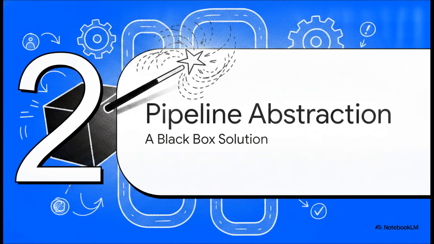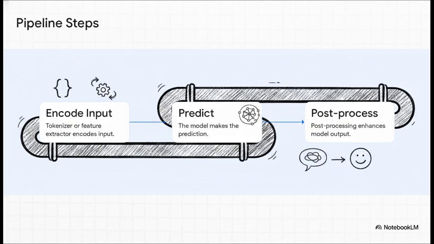Which brings us to Section 2, the pipeline abstraction. And here is where Hugging Face waves its magic wand. The pipeline is basically a black box solution for all those inference headaches we just talked about. Behind one simple command, it automatically wraps up 3 crucial steps. Step 1, it loads a default preprocessing class, like your tokenizer, to encode the input. Step 2, the model actually makes its prediction. And Step 3, it automatically applies post-processing to enhance the output so it actually makes sense to you. All seamless, all right in the background.